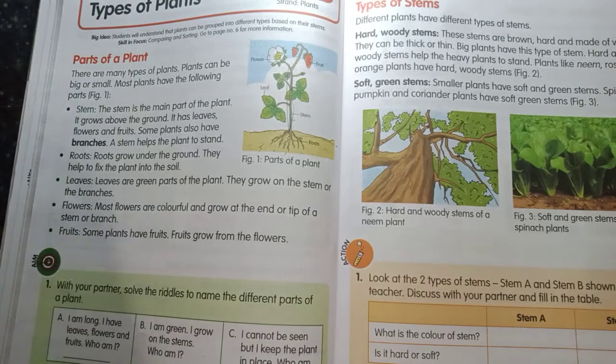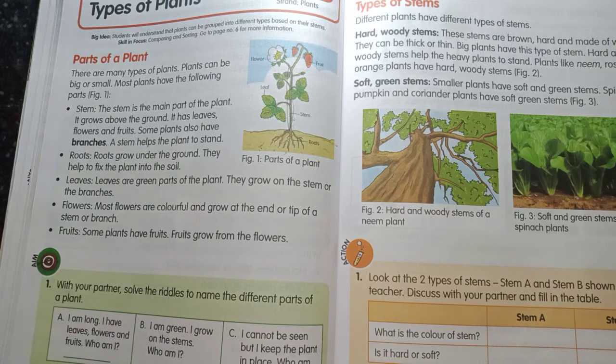And you know what, the leaves prepare the food for the plant, children. As your mother or your grandmother prepares food in the kitchen, in the same way the leaves cook food, they prepare food for the whole plant, for all the different parts of the plant. Okay, so it is the place where the food is prepared.